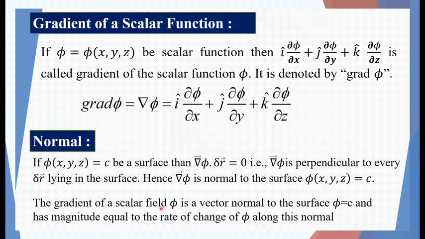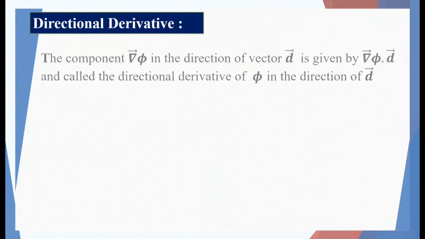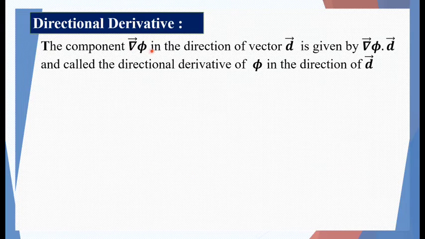The gradient of a scalar field phi is a vector normal to the surface phi equals c and has magnitude equal to the rate of change of phi along this normal. Directional derivative: the component of del phi in the direction of vector d is given by del phi dot product with vector d, and is called the directional derivative of phi in the direction of vector d.